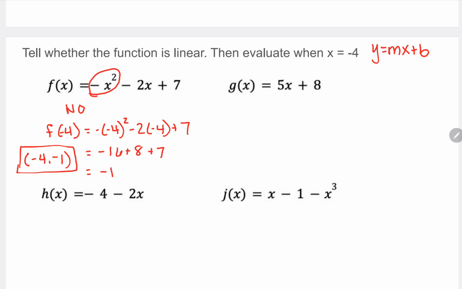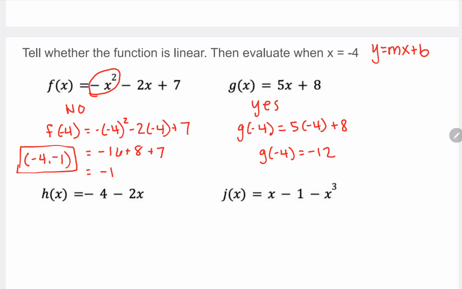G of x is linear. It's in the form y equals mx plus b. It can be put in that form where 5 is the slope and 8 is the y-intercept. And if I want to evaluate at -4, we get 5 times -4 plus 8. That's -12. So G of -4, or the output when the input is -4, is -12.